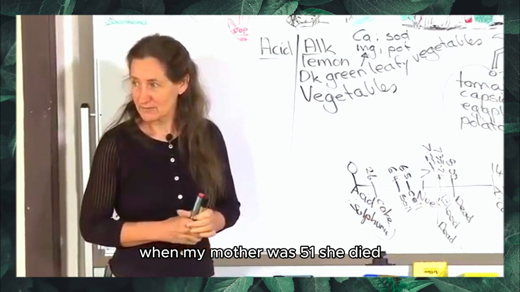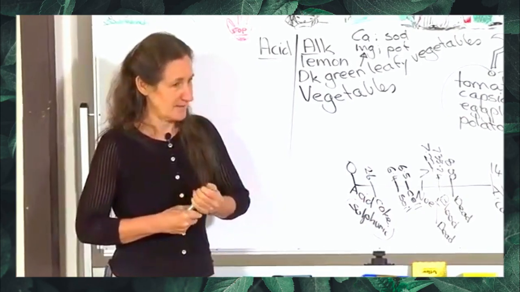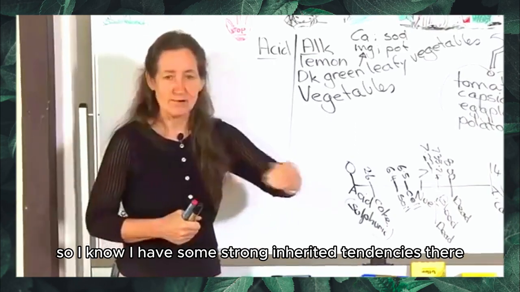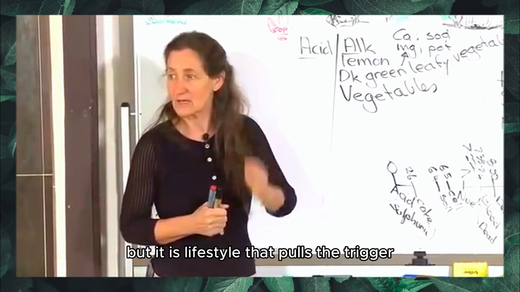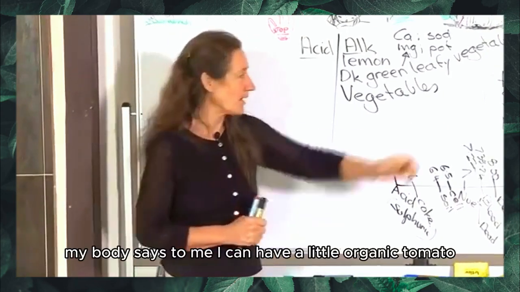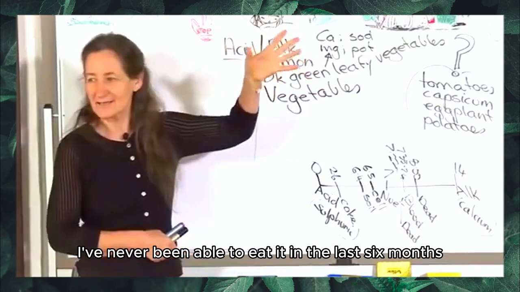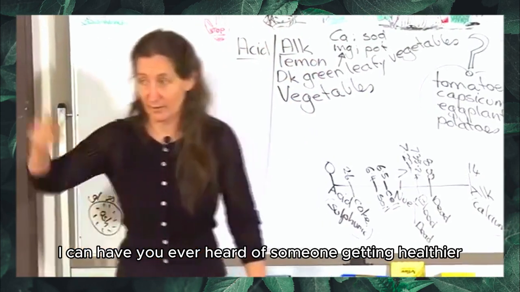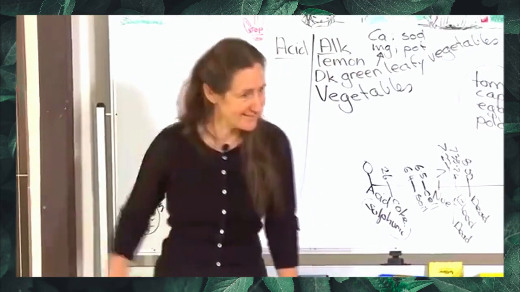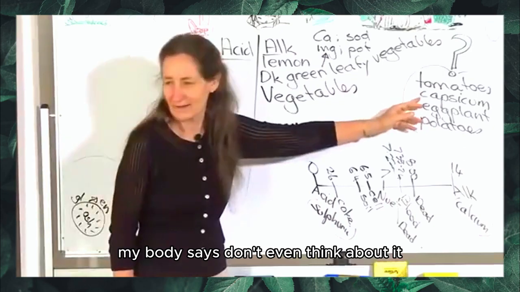When my mother was 51, she died a cripple in a wheelchair with rheumatoid arthritis. So I know I have some strong inherited tendencies there. But remember, genetics loads the gun, but it is lifestyle that pulls the trigger. My body says to me, I can have a little organic tomato. I've never been able to eat it. In the last 6 months, I can. Have you ever heard of someone getting healthier as they get older? It's possible. Capsicum, my body says, don't even think about it.